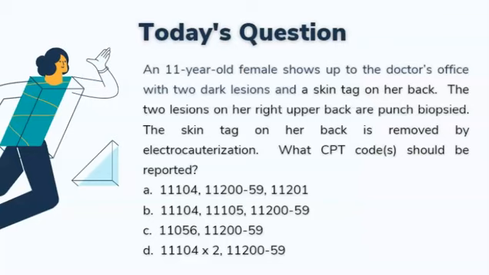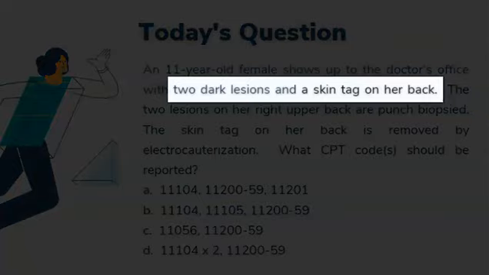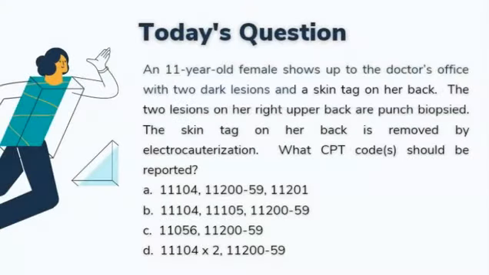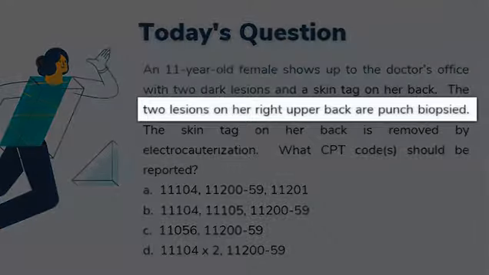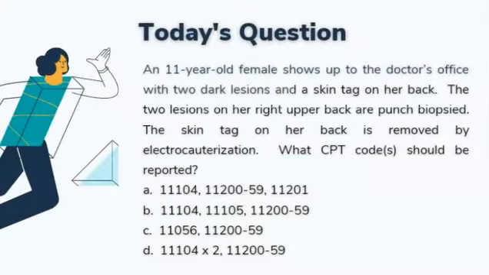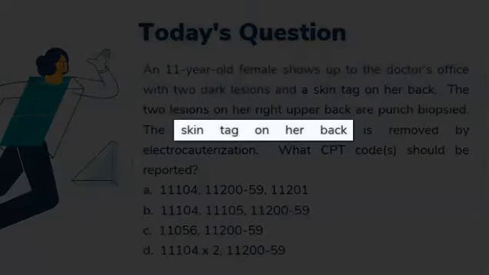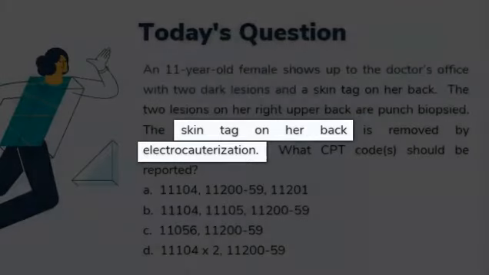Were you able to get to the correct answer in the most efficient way? Let us check on your answer, and even more important, your method to get to that correct answer. In the question, there are 2 conditions that brought the patient to the doctor's office: the 2 dark lesions and the skin tag, all found on the patient's back. For the 2 lesions found in the patient's upper back, these were punch biopsied by the doctor. On the other hand, the skin tag, also found on the patient's back, was treated by electrocauterization.